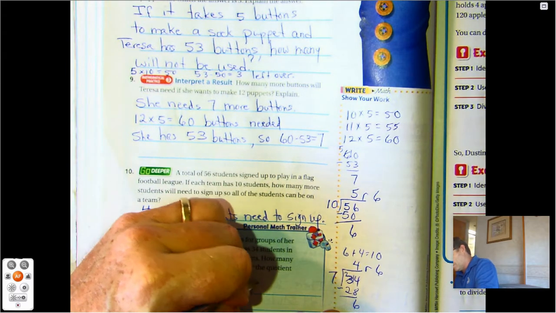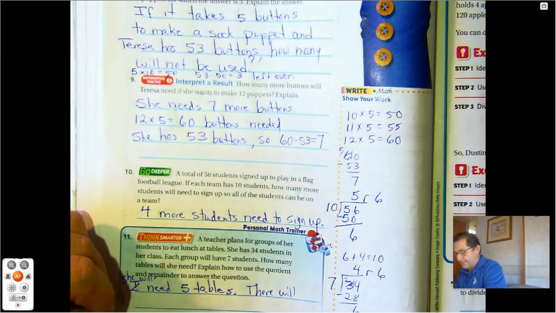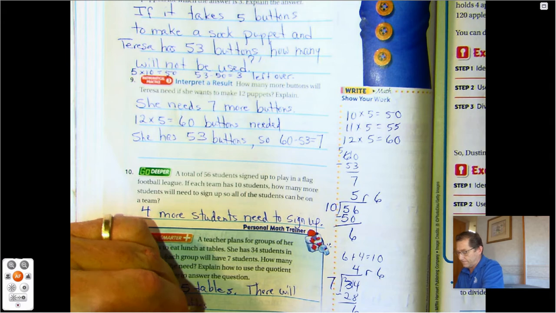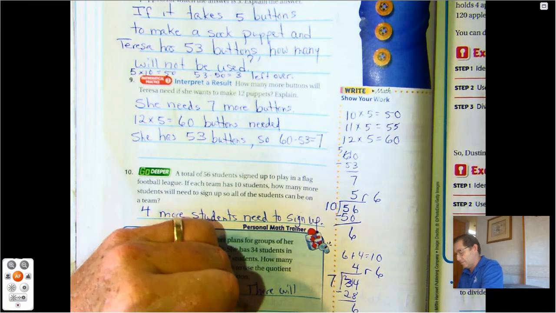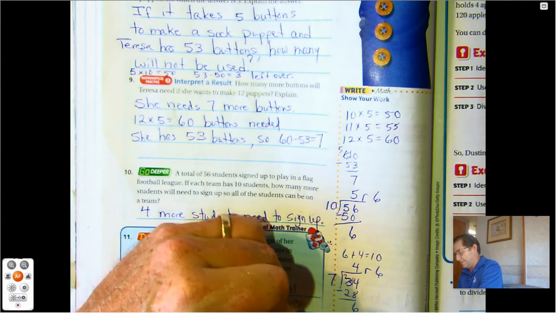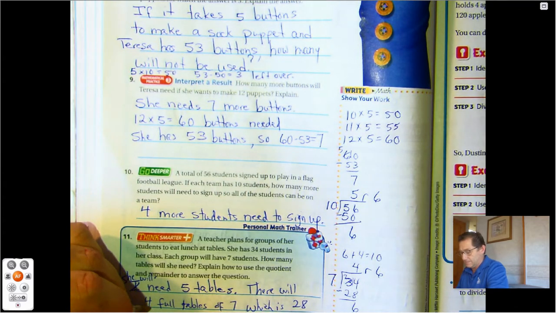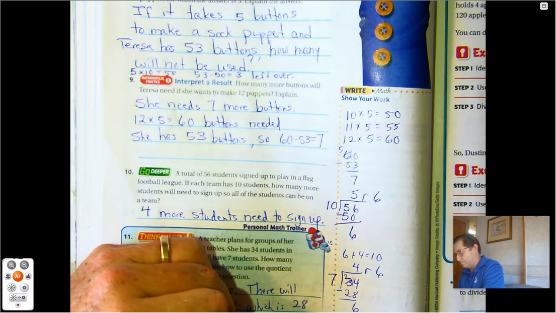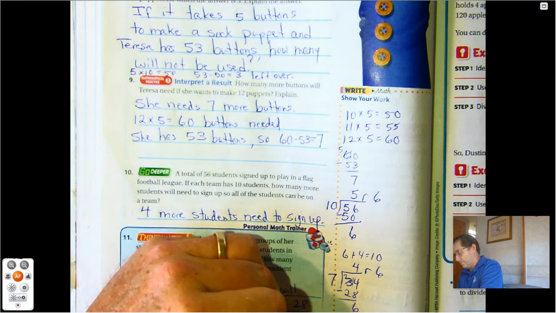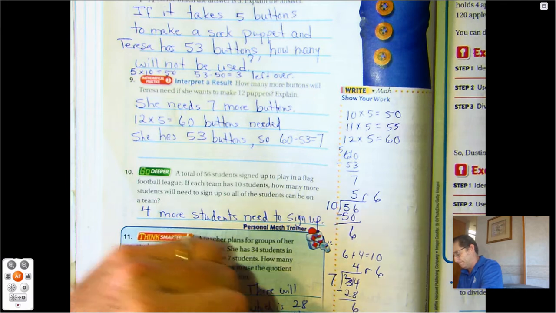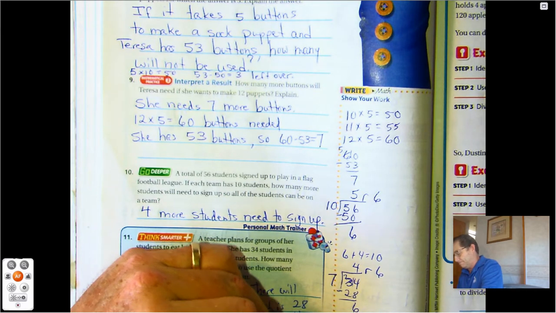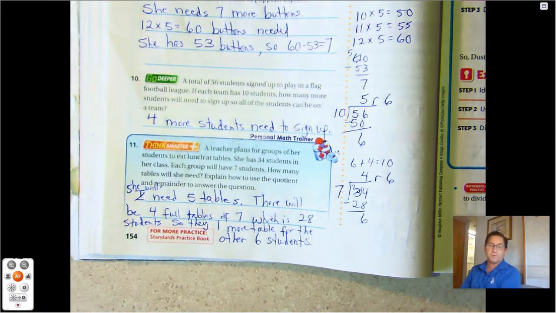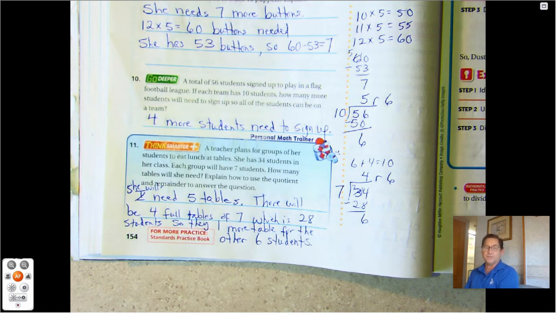There will be 4 full tables of 7, which is 28 students. So they need 1 more table for the other 6 students. Okay, she will need 5 tables. There will be 4 full tables of 7, which is 28 students. And so they're going to need 1 more table for the other 6 students.